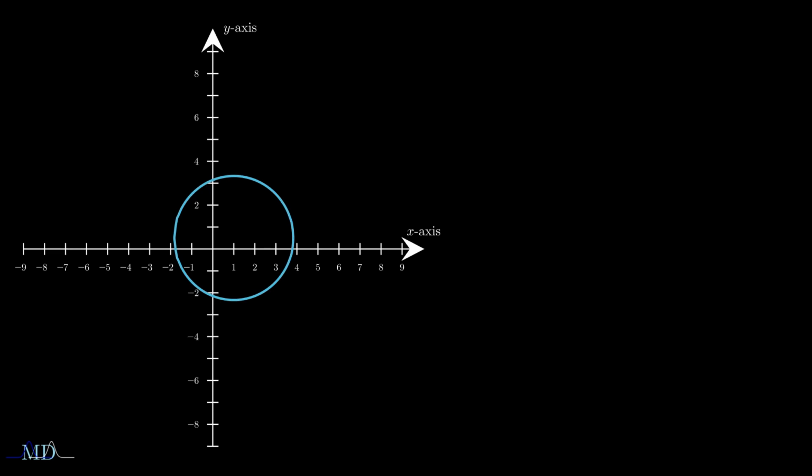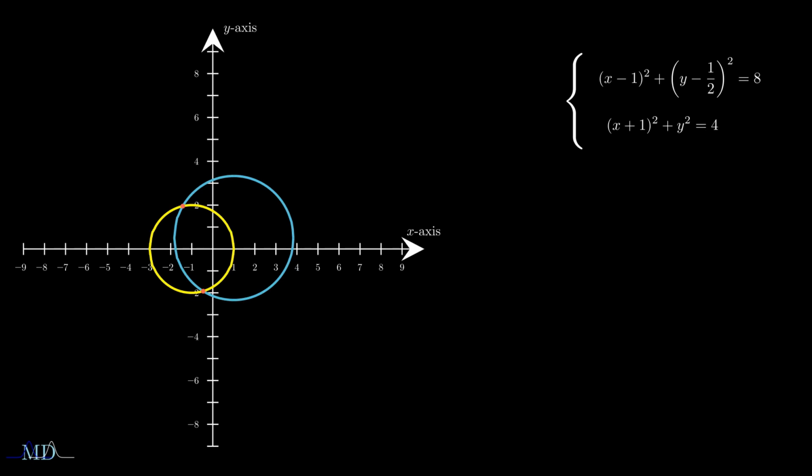Two circles may also intersect at two different points, like in figure. If we want to find the coordinates of the points of intersection, we have to solve the system with the equation of the two circles. The blue circle in figure has equation (x - 1)^2 + (y - 1/2)^2 = 8, while the yellow circle has equation (x + 1)^2 + y^2 = 4.